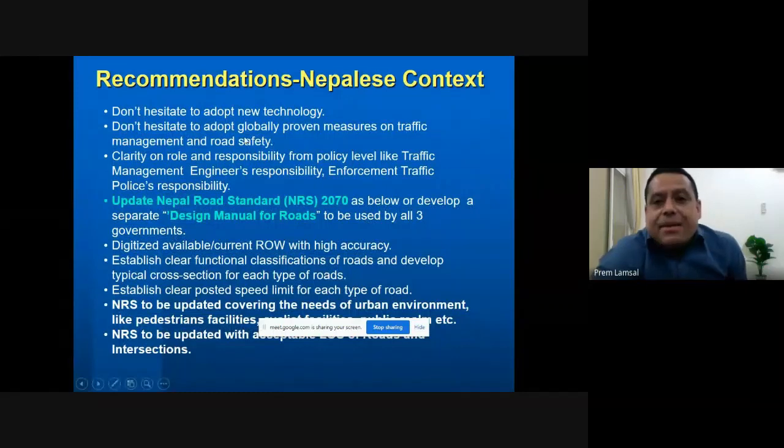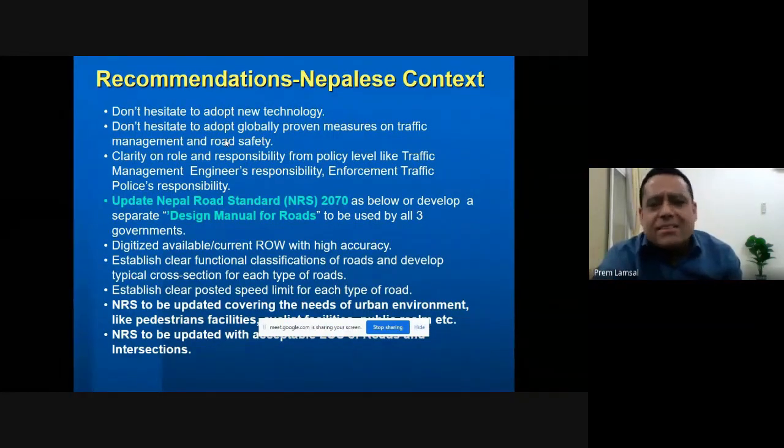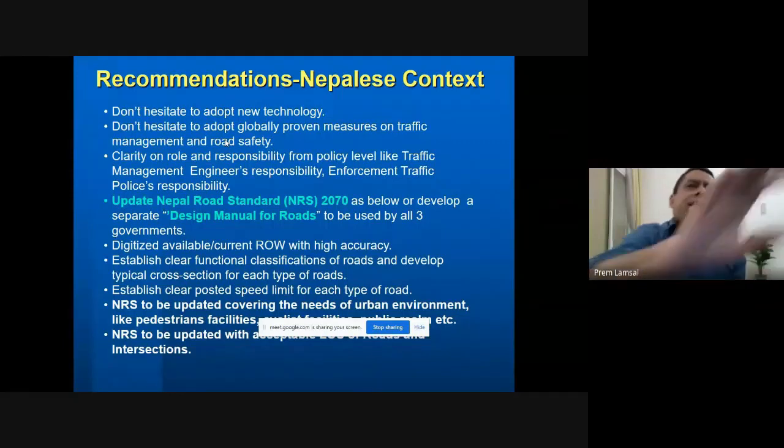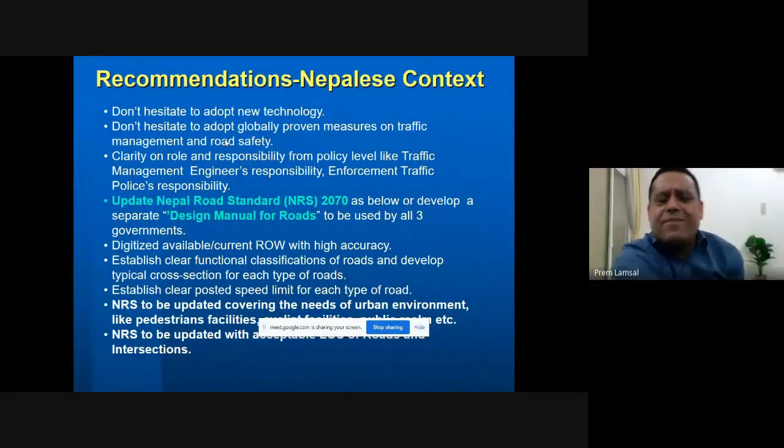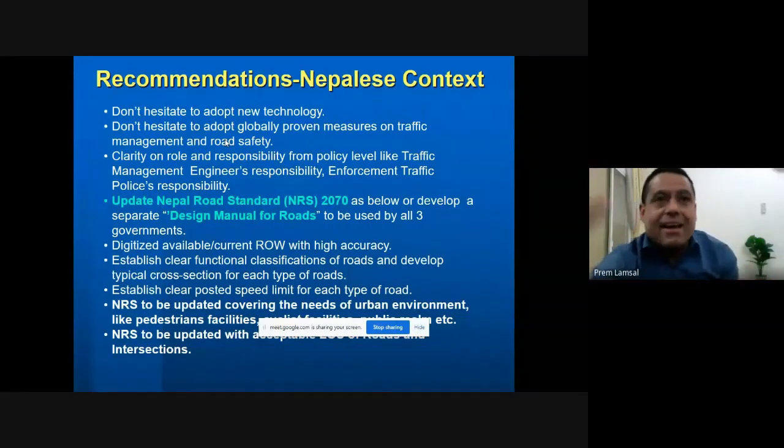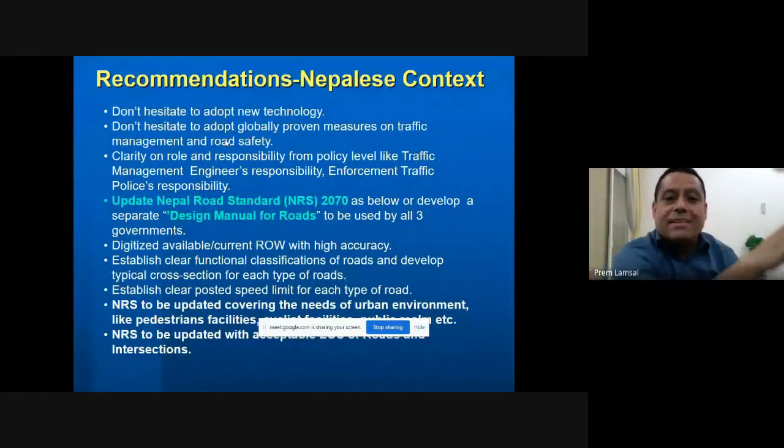My first recommendation is, don't hesitate to adopt new technology. I don't need to speak much about this. We don't have time also. My second recommendation is, don't hesitate to adopt globally proven measures on traffic management and road safety. There are standards. There are globally proven measures. To be honest, we don't have to go into much detail. Maybe there are some things in our country that are different from the rest of the world, but around 90-95% you can adopt whatever is globally proven.